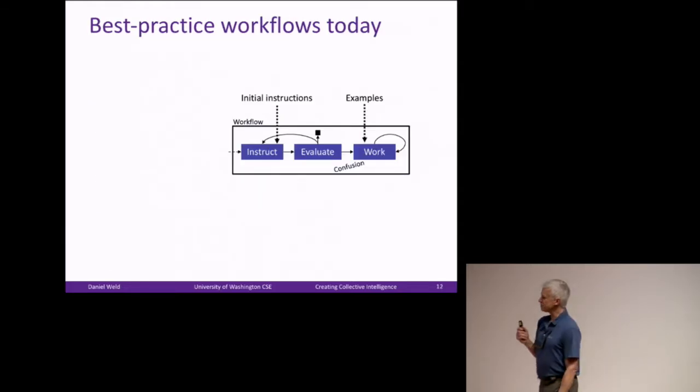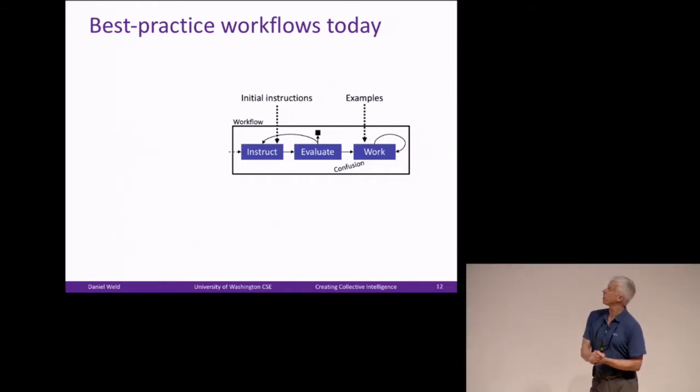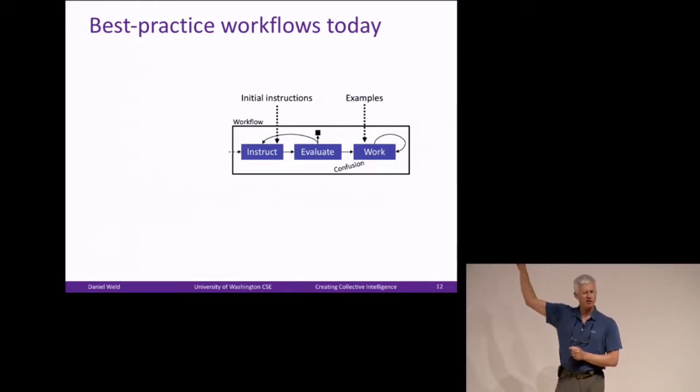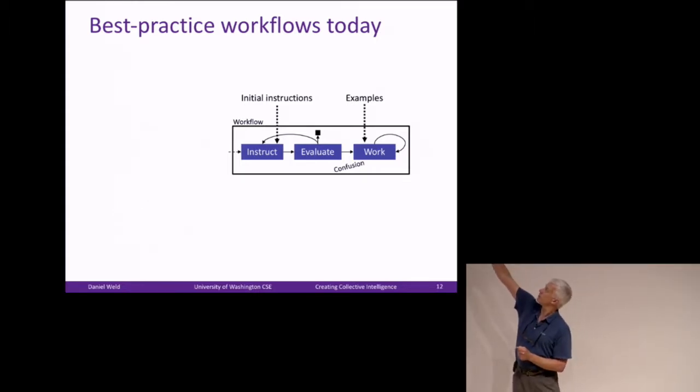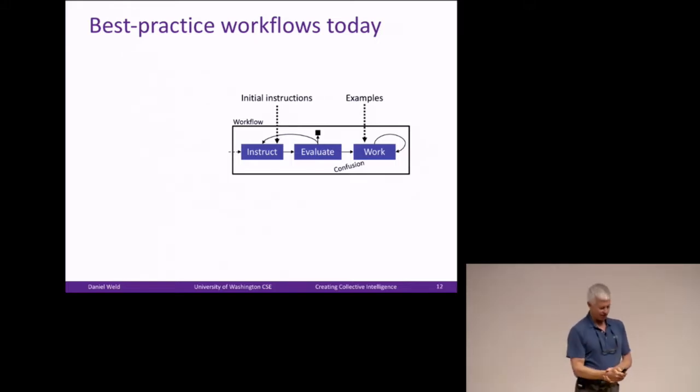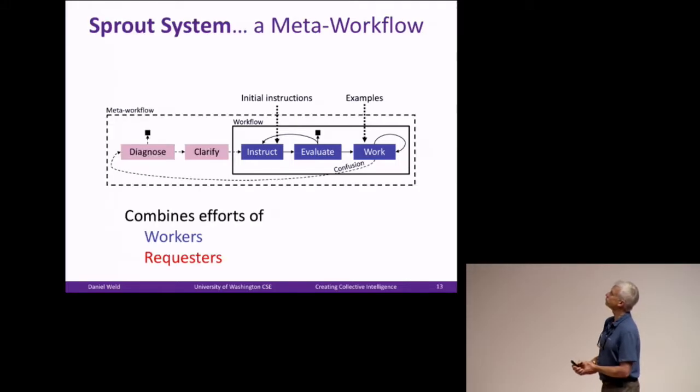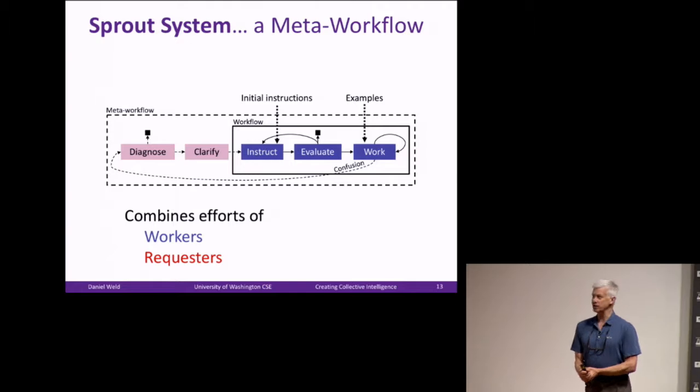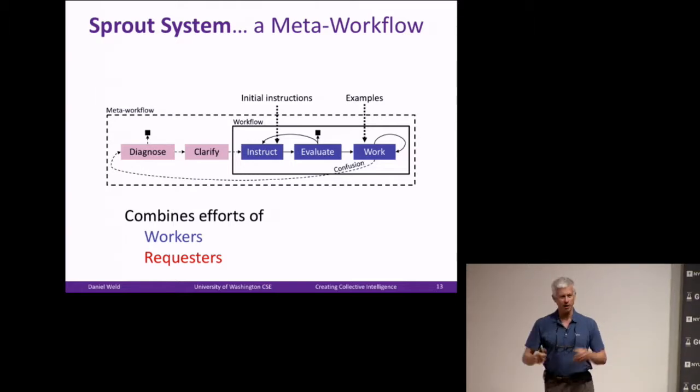So again, this is what I think best practice does: we create a set of instructions and we give them to workers, and we evaluate to see whether or not they're actually doing a good job. You go back, you modify the instructions, and eventually once you get them into a good situation, you actually have the workers do the work. And so what Jonathan's proposing is a meta workflow. So it combines both the actual workers and the requester. All of them are doing microtasks as part of this workflow.